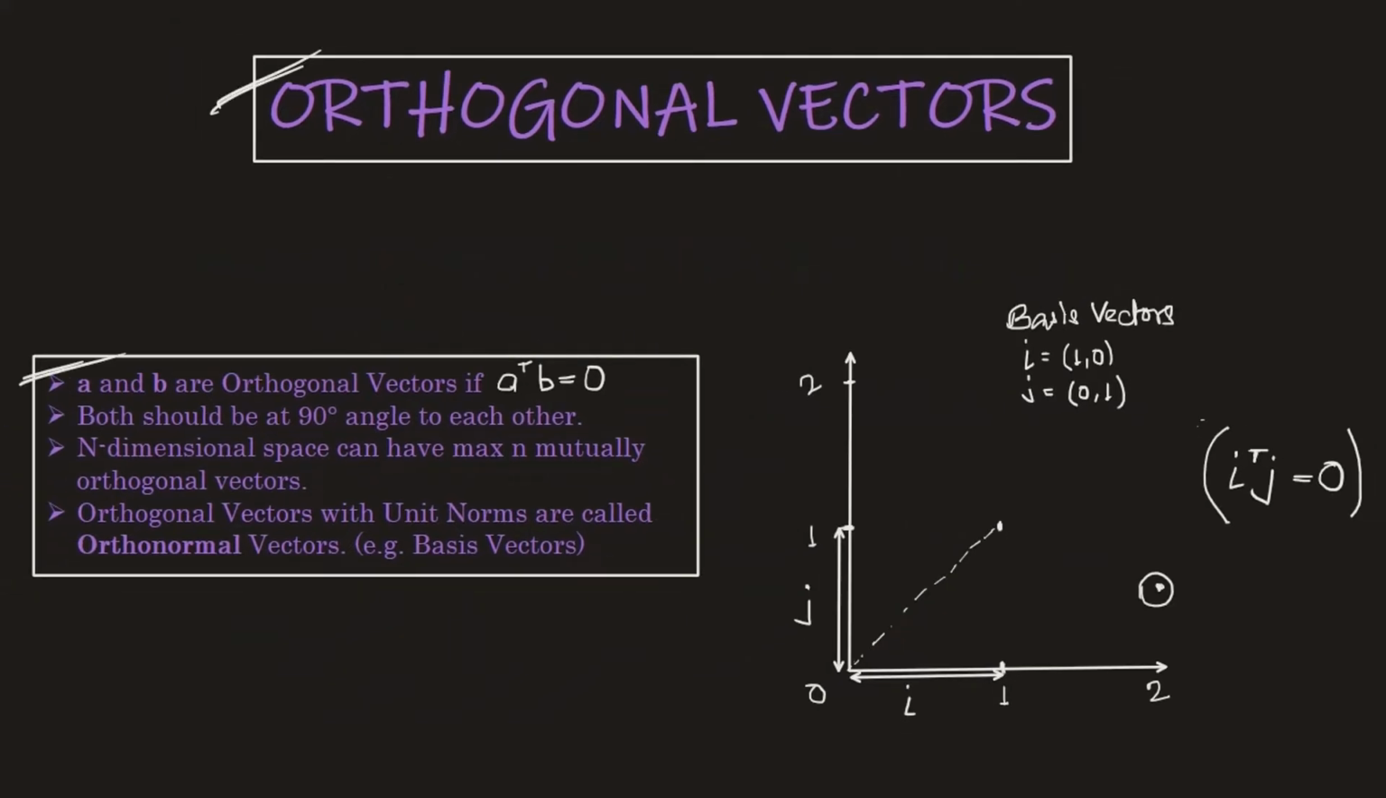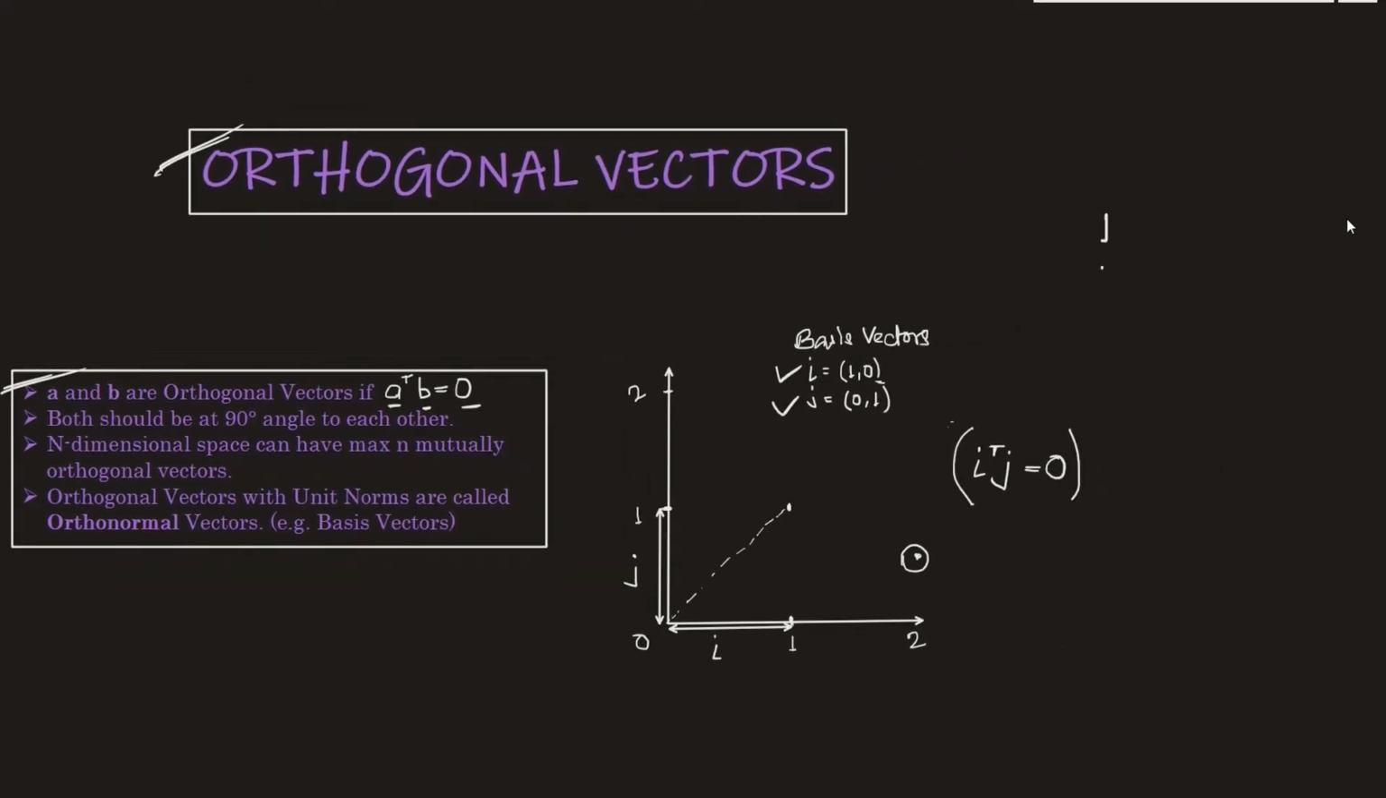A and B are said to be orthogonal vectors if the transpose of A, when multiplied with B, gives you 0 as an output. As we can see, for these two vectors i and j, if I take the transpose of vector i, it will be 1 and 0. And if I multiply it with vector j, which is 0 and 1, you can try it by yourself manually or in Python, and you will get 0 as an output.